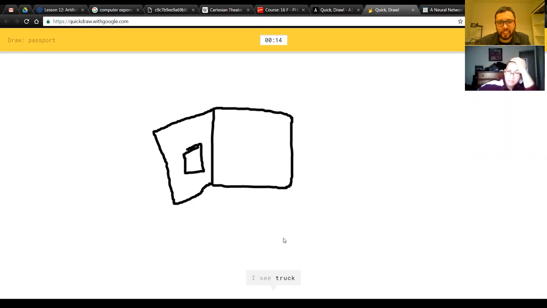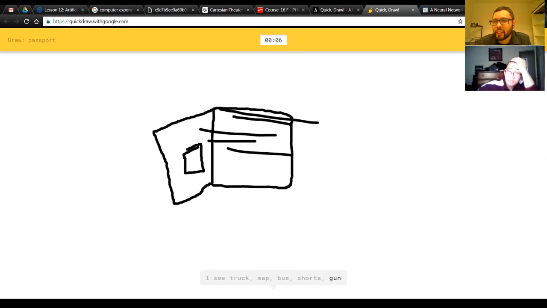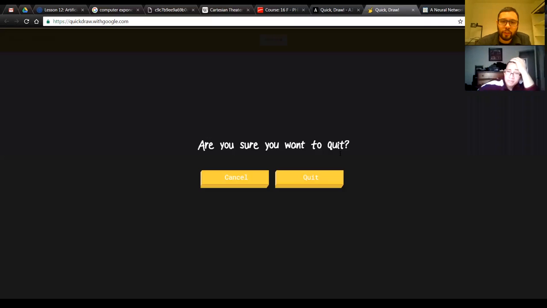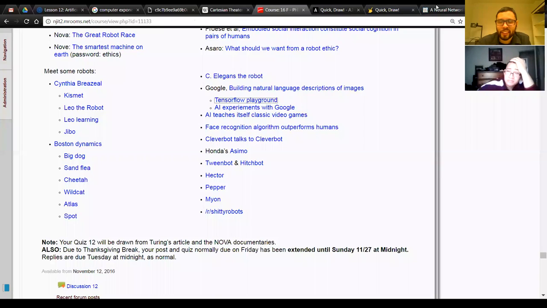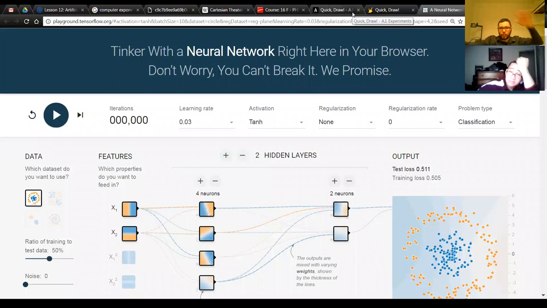So it's making guesses. These guesses aren't pretty good, but I'm a bad drawer. So this is a good resource for interacting with some of these deep neural networks. But the best thing by far, and this is the last demo, is this neural network.